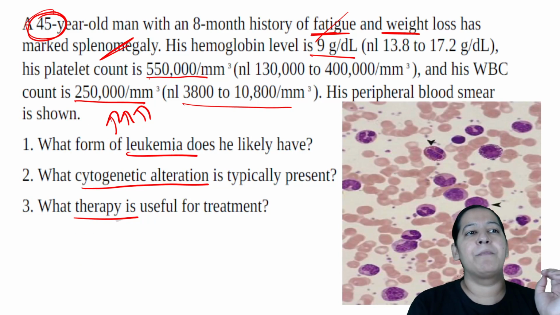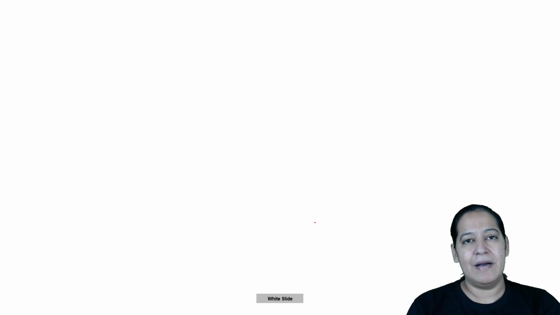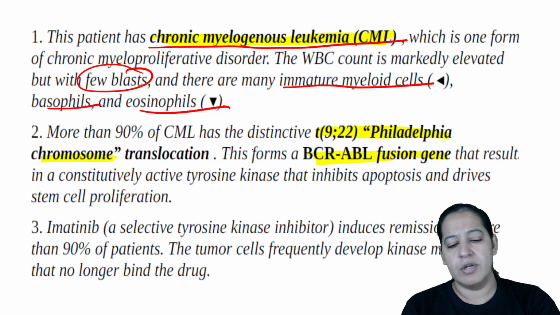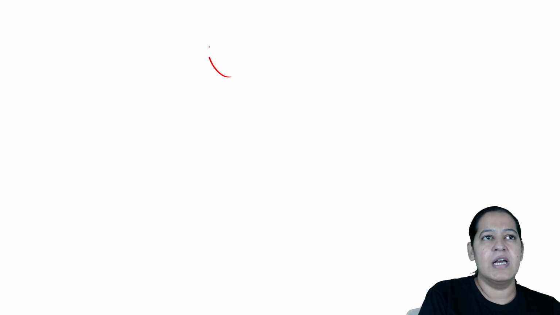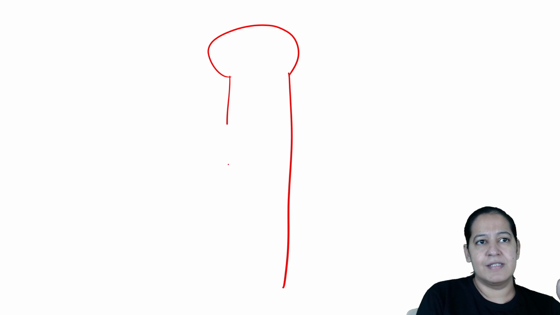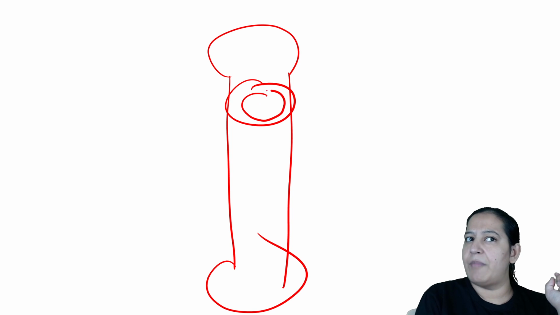In CML, what is the abnormality? What is the cytogenetic abnormality in CML? You know, in humans, all cells... I'm talking about which cell? I'm talking about the myeloblast. So, okay, let me take a slide. This is the bone marrow. This is the first cell, the myeloblast. All cells have a nucleus. So this is the nucleus of the myeloblast.